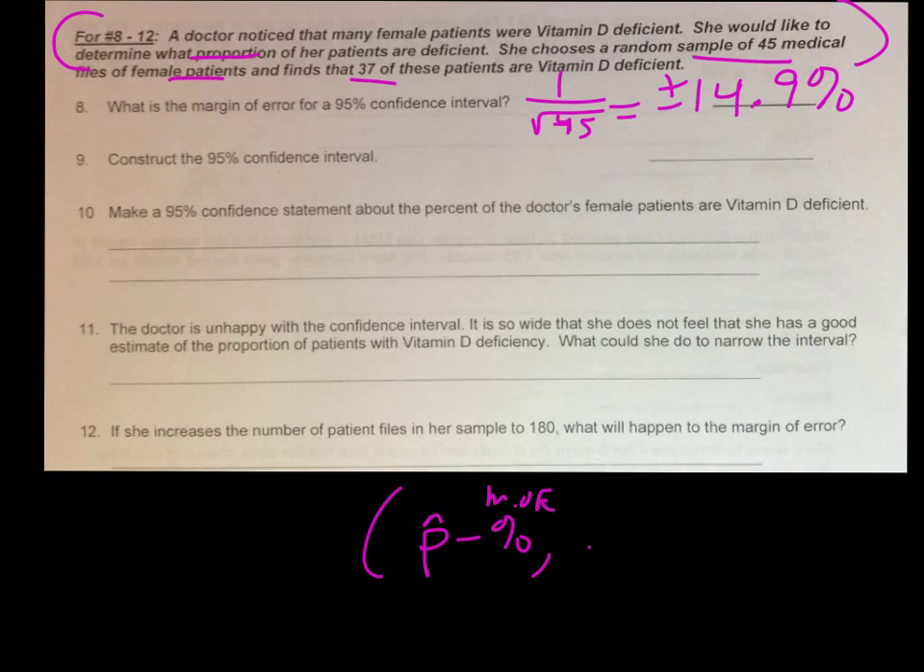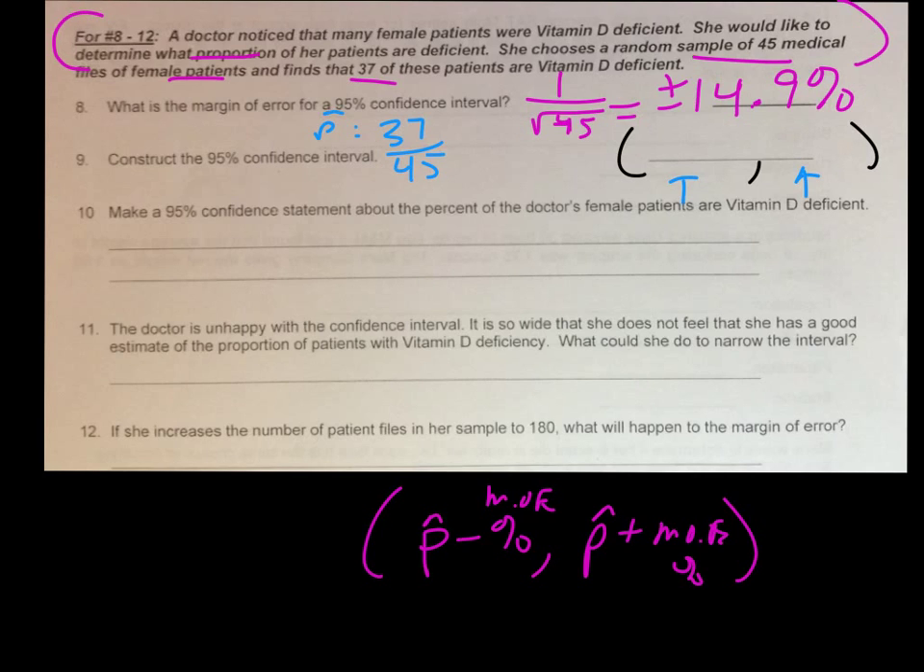All right. And then the other part's going to be your p-hat plus your margin of error percentage. Okay? So that's what you're going to have to do. So up here, you're going to take your p-hat and subtract. Now, how do you get your p-hat? That's your sample statistic. So p-hat is equal to 37 divided by 45. And then you're going to subtract the 14.9 and put that right there. And then you're going to add the 14.9 and put that right there.